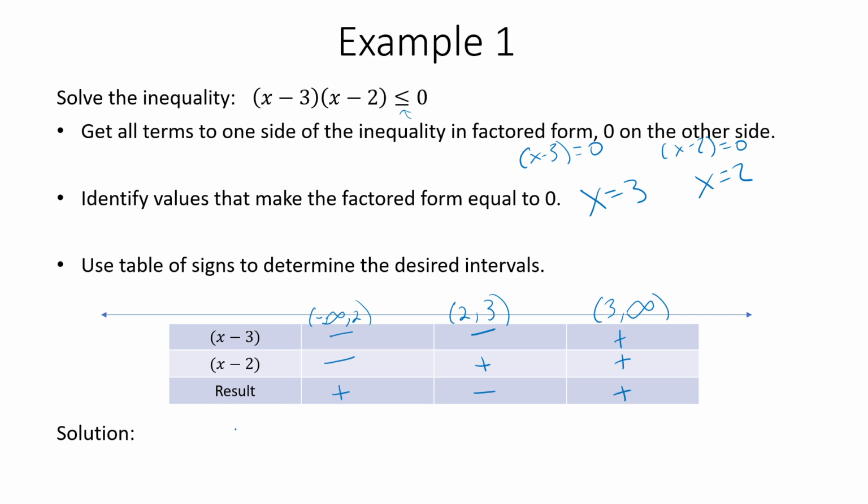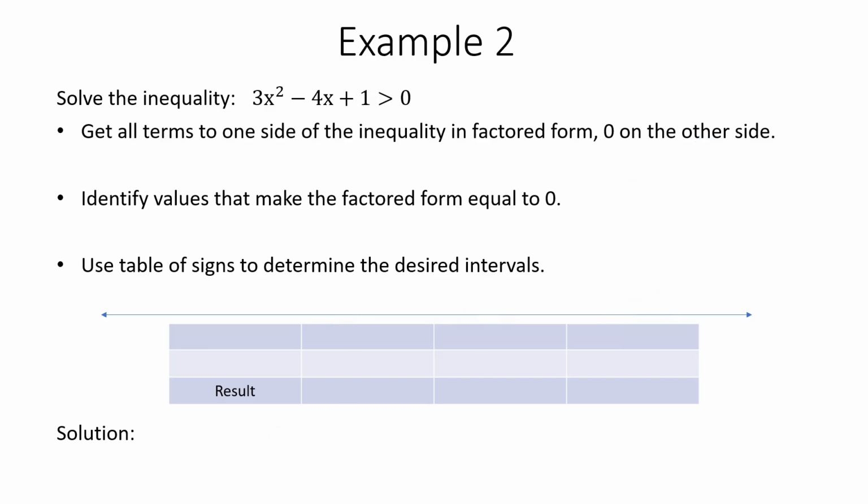So the final solution would have to be a bracket 2, comma 3, bracket, because it is okay if it's equal to 0 here. Okay, so it's only negative in the interval from 2 to 3, and it's okay if it equals 2 or 3 because it's okay for it to be equal to 0.